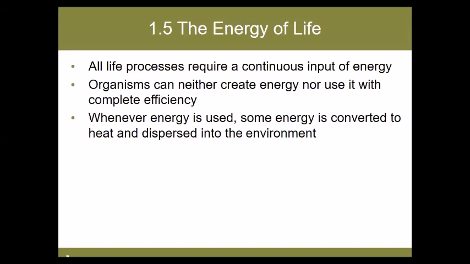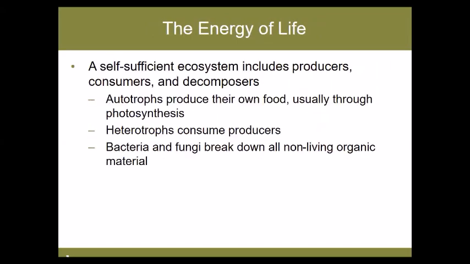Section 5 gives you an introduction to energy, the energy that's needed for living things. Biological organisms all need a continuous input of energy to survive. You have some energy terms here associated with ecology. A self-sufficient ecosystem includes producers, consumers, and decomposers. You see different categories here. Autotroph is a word that just means the organism has the ability to produce its own food, such as plants. Plants are autotrophs. Plants can take sunlight energy and convert it into the nutrients that they need, and that's the process called photosynthesis.